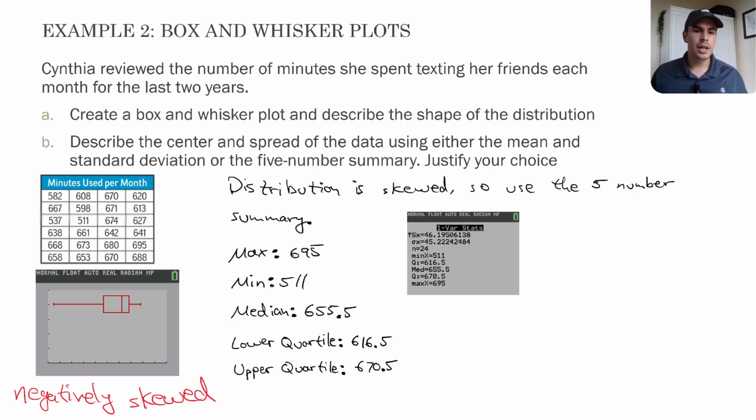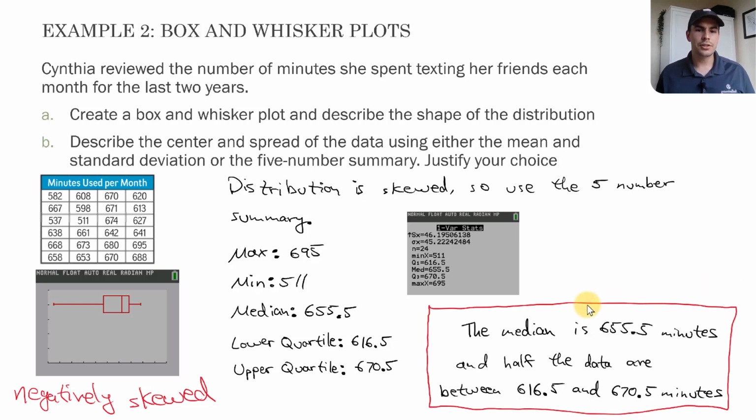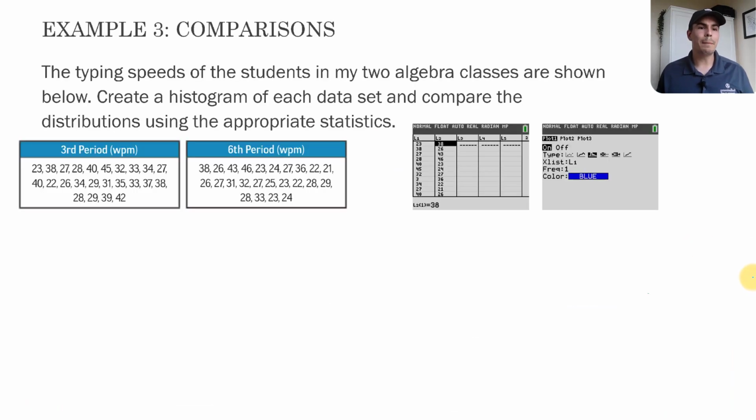ahead and make our conclusion that the median is 655.5 minutes, and half of the data are between 616.5 and 670.5 minutes. Okay, that's how we can describe our center and spread using that 5-number summary. All right, now let's get into some comparisons.